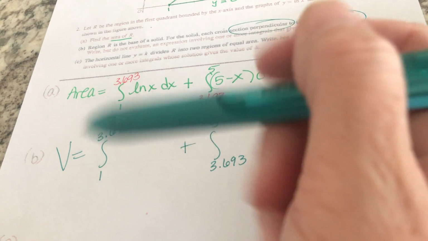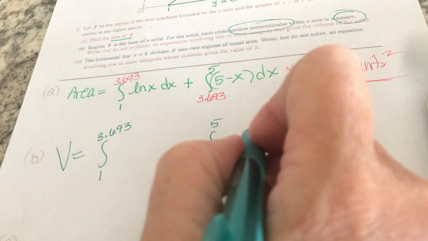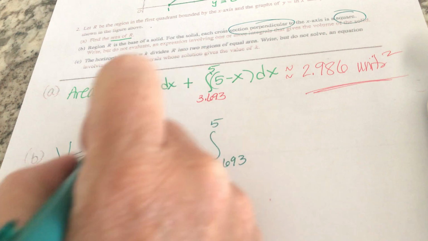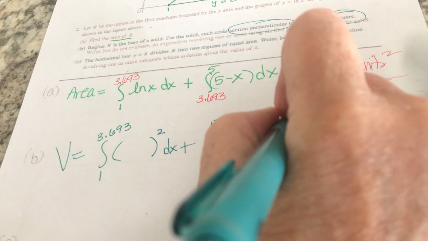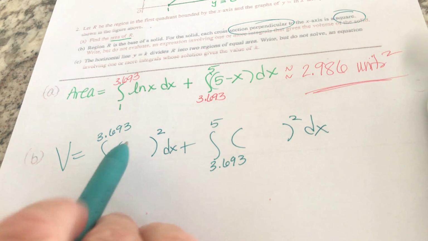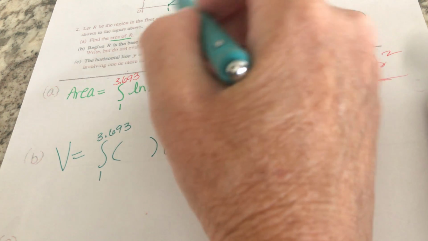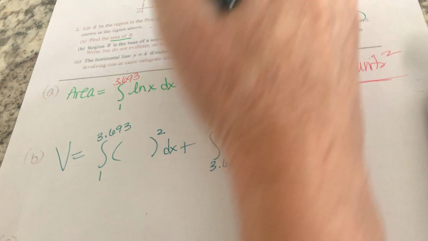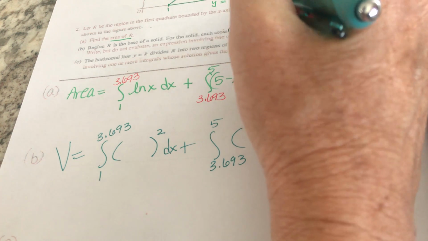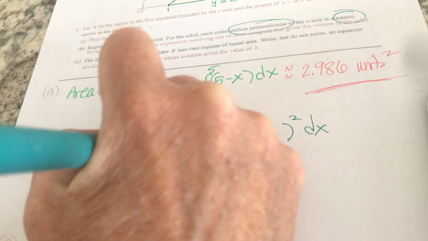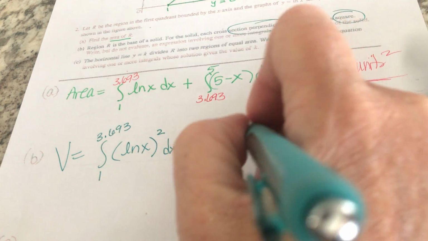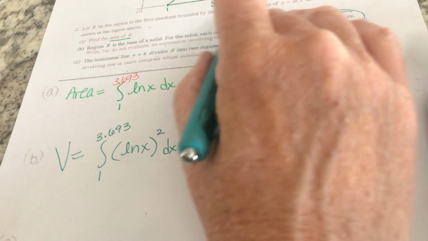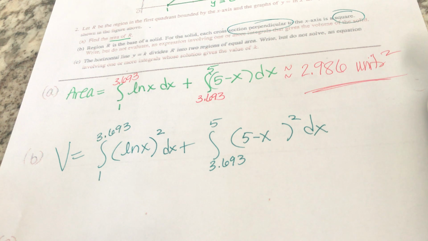This is the only volume where you're not rotating it, so you don't need pi. We just need the area of the square, because that's the shape. Area of a square is the side squared dx, and the side being squared from 1 to 3.693 is that distance, again, top minus bottom. Well, natural log of x minus 0 is just natural log of x, squared. And then for this piece, it's this distance. So it is 5 minus x minus 0, so we don't have to put the minus 0, squared dx.